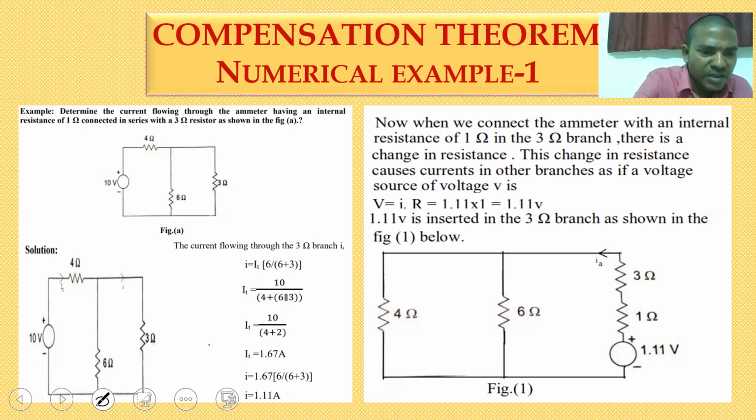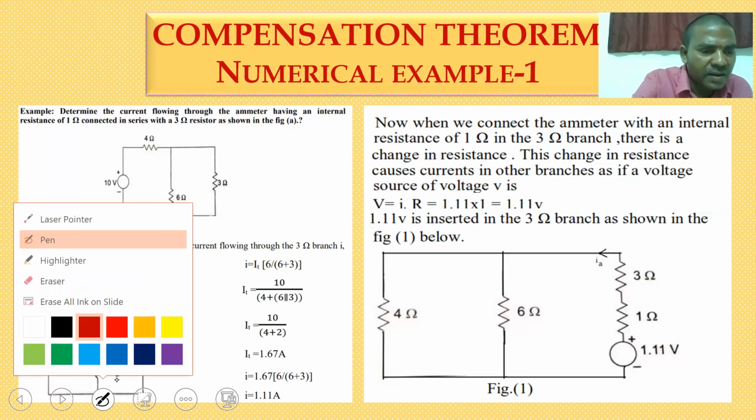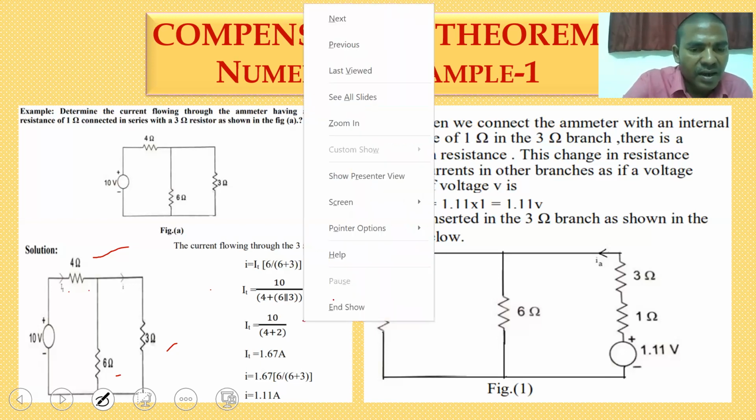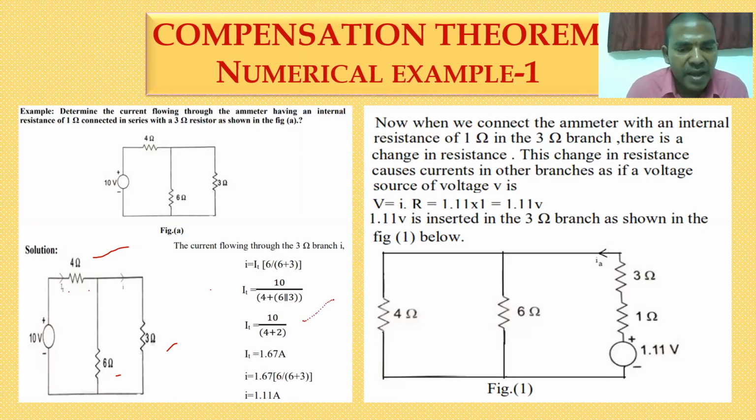Okay, from the circuit, the 3 ohm and 6 ohm resistors are connected in parallel, and that must be connected in series with the 4 ohm resistor. So the total current I can be represented as 10 divided by 4 plus 6 parallel with 3. The total current you are getting is 10 divided by 4 plus 2, or 1.67 amperes.